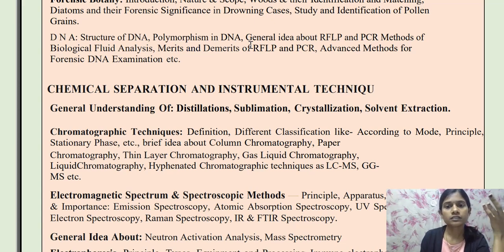Anyway, you have to learn that almost all information related to RFLP and PCR methods, which are especially the main methods within DNA fingerprinting or DNA typing. So: RFLP, PCR method of biological fluid analysis, merits and demerits of RFLP and PCR, and advanced methods for forensic DNA examination, etc. Here, the merits and demerits, advantages and disadvantages of RFLP and PCR.